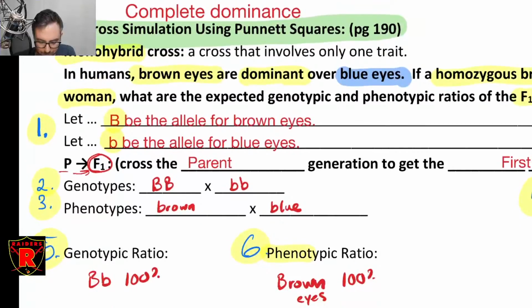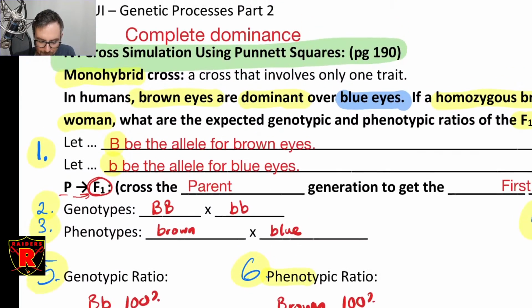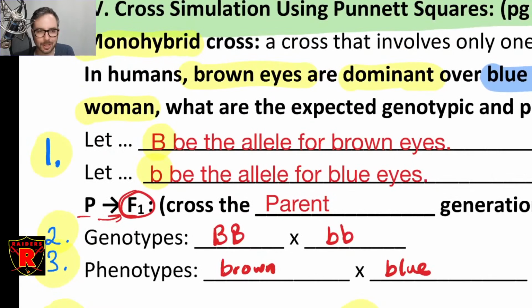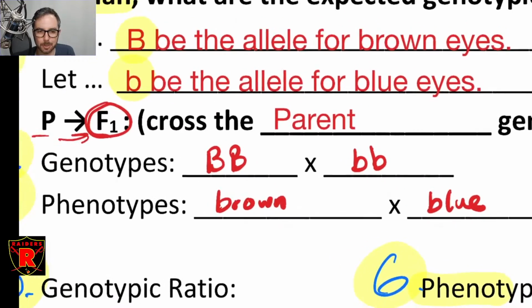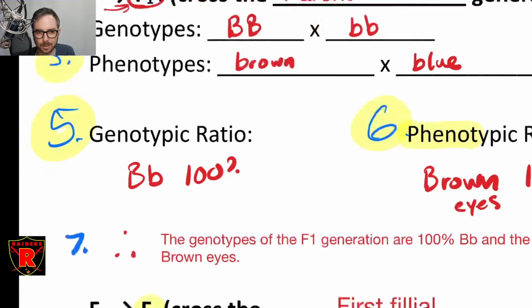And then you're going to work back. So, I mean, you still need let statements, obviously. You start with the let statements always, but then you're going to be working backwards up to figure out the genotype of the parents and the phenotype of the parents.